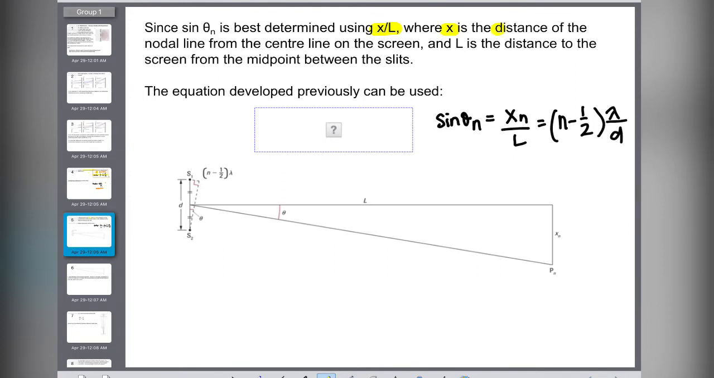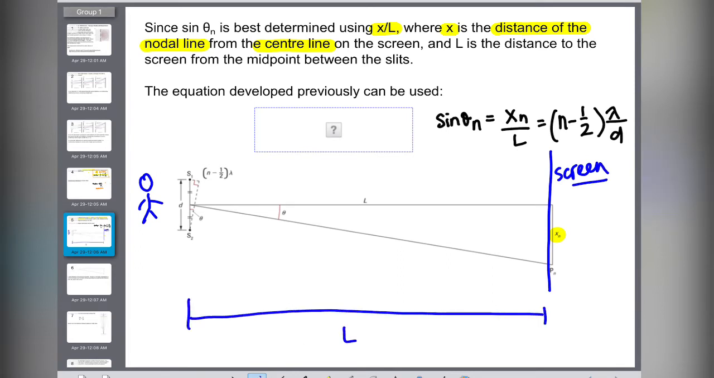And x is the distance of the nodal line from the center line on the screen. So if you see, this is your x. Imagine you are standing here, and you have a sheet of paper where the screen is. You can easily measure L by measuring how far you are from the screen. And remember how we said you can see the bright and dark on the wall, and that's how you measure the xn, because the xn is from a dark line to the center line.